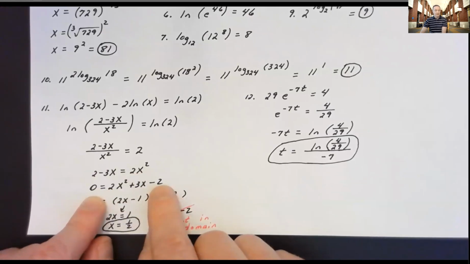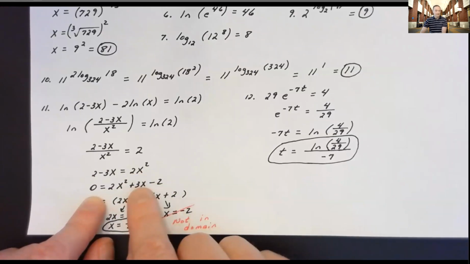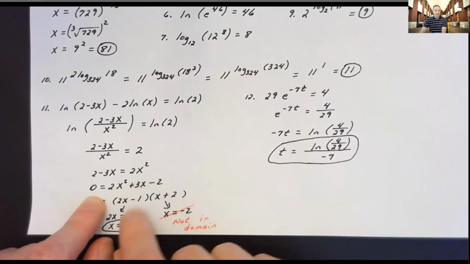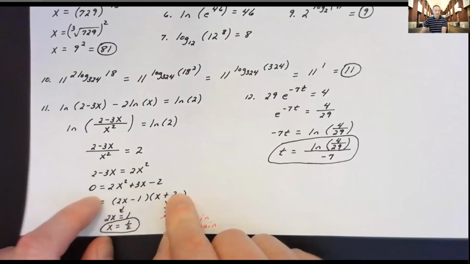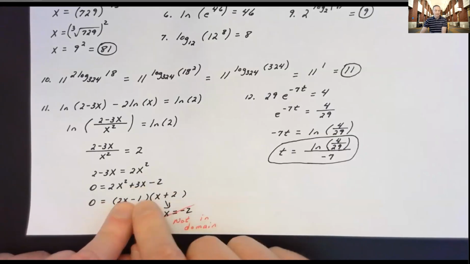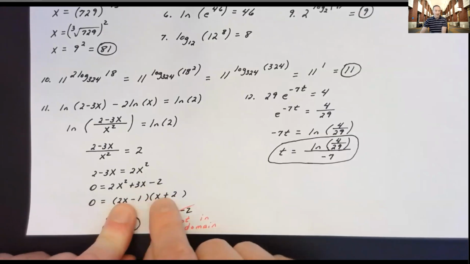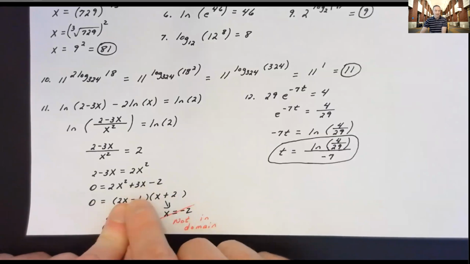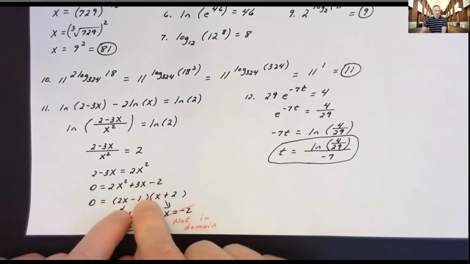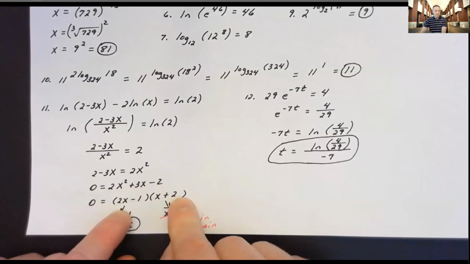Now the last term needs to multiply to be a negative 2. But I know that my middle has to sum to be 3. So I'm thinking, well, hey, 2 times 2 is going to give me a 4x. And then if I put a minus 1 here, that'll be a minus 1x. I'll get plus 4x minus 1x for my total of plus 3x. It's going to factor to be 2x minus 1 and x plus 2.